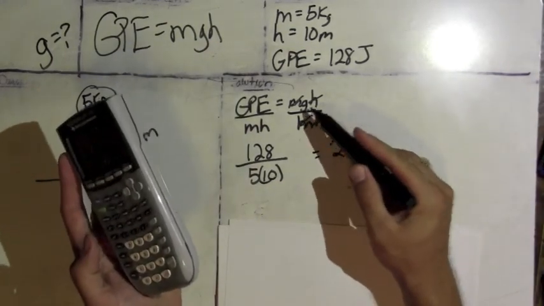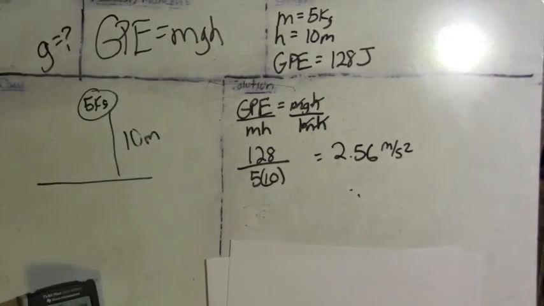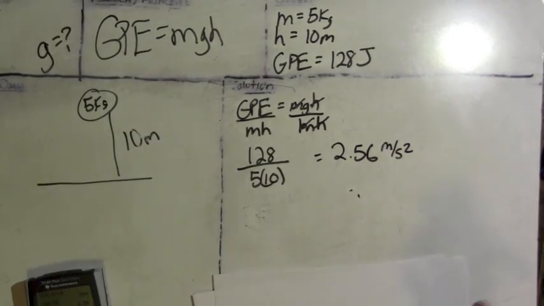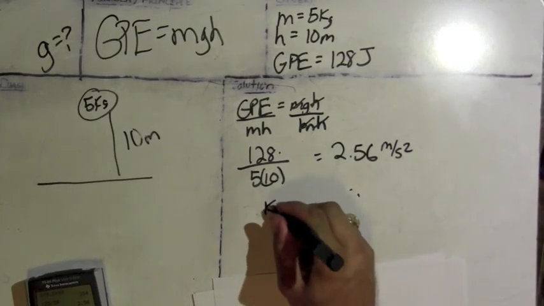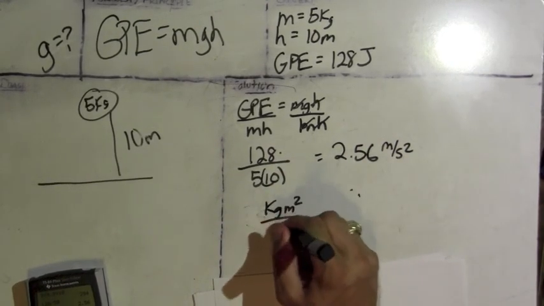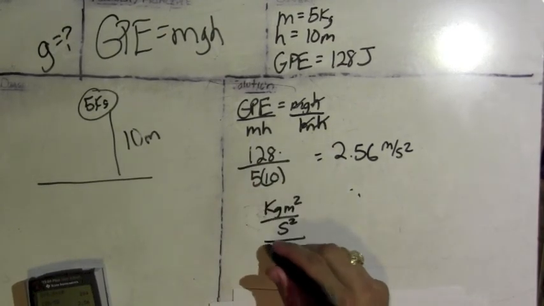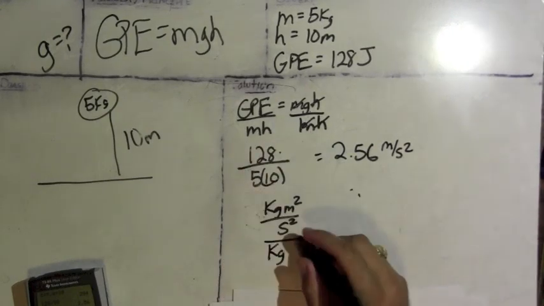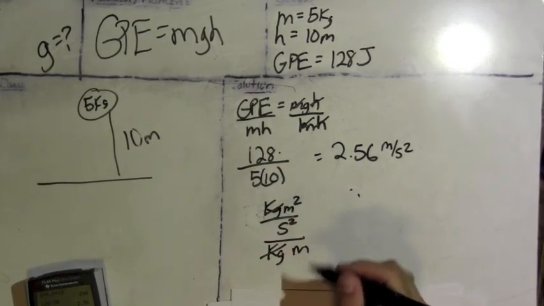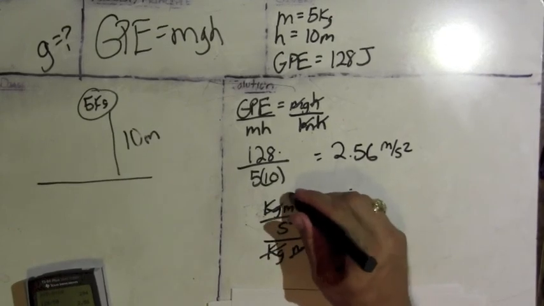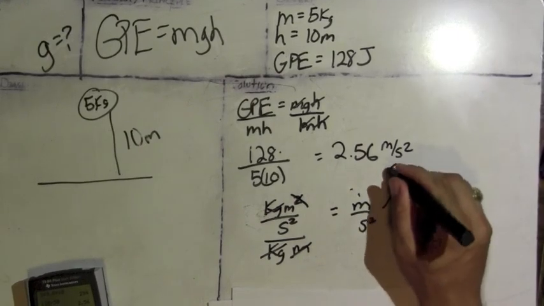Now this is g, so we should be measuring this as meters per second squared. Now we do want to make sure that that value is actually correct, so we look at our units. We say, okay, the joule, remember, is a kilogram meters squared per second squared. And we divided it by mass, which is kilograms, and height, which is meters. So, kilograms cancels out, meters cancels with the squared term, and what I'm left with is meters per second squared, which is what I want it to be.